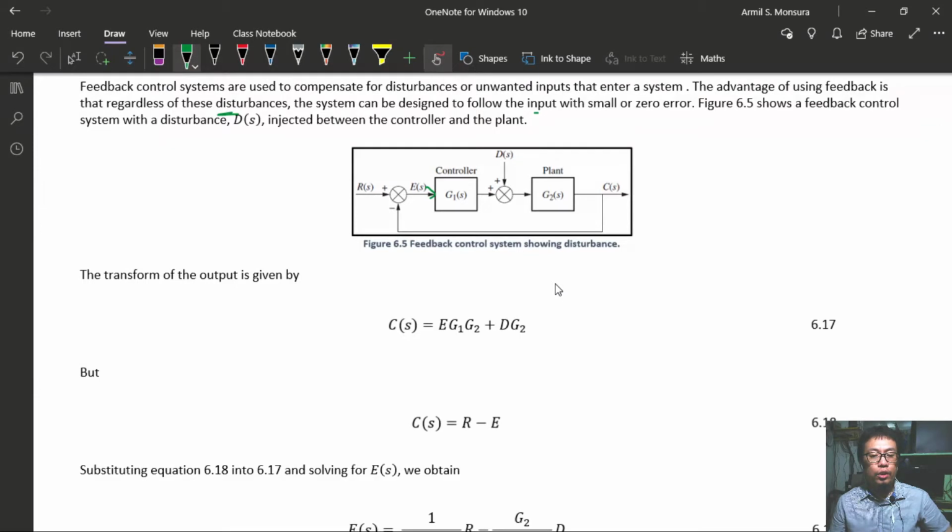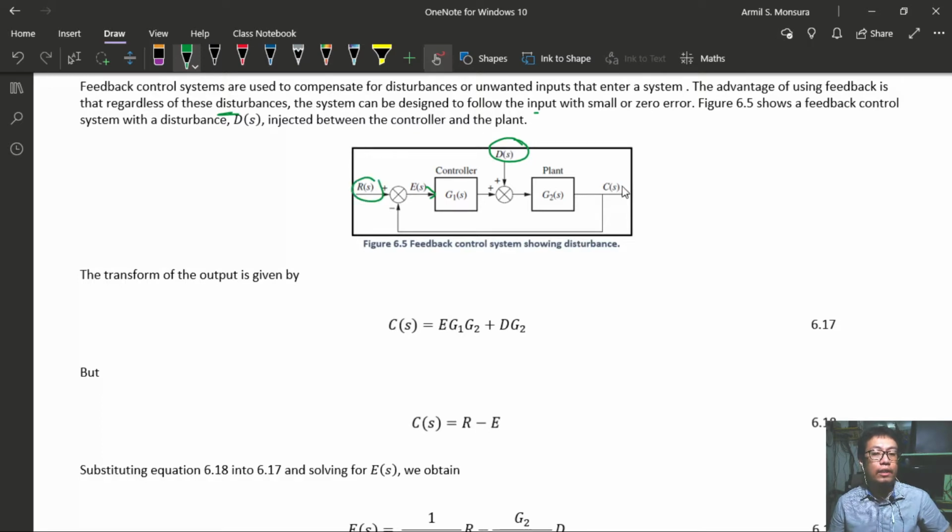And for that we will use this configuration. Okay, so in this case we will compute the output, and we will consider that this system is linear. So kung linear ito, it means na in order to find the output, we can use the superposition principle, in which the output is actually the sum of the individual outputs due to the individual inputs. So in this case, meron tayong dalawang inputs, D(s) at saka R(s).